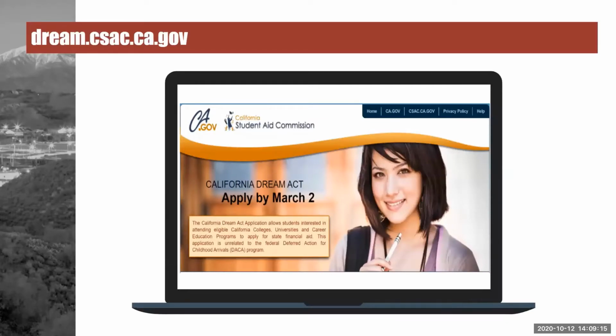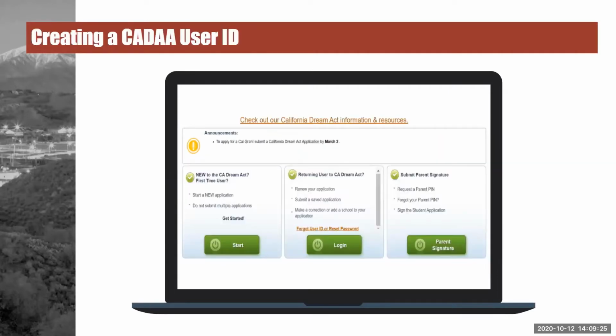Students seeking to complete the California DREAM Act application will need to first go to the California DREAM Act application webpage, dream.csac.ca.gov. Once on this webpage, you will need to scroll down slightly until you can view the following three boxes, each with a corresponding green button. Students who are new to this application and who need to create a user ID will want to select the green button furthest to the left, containing the word Start.